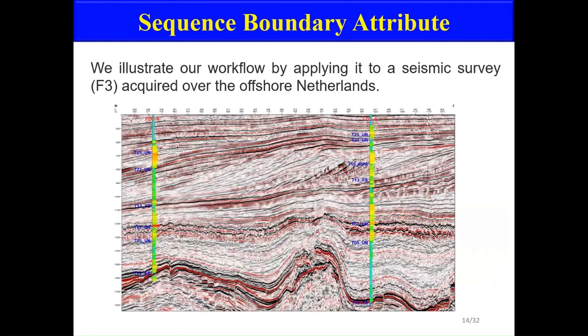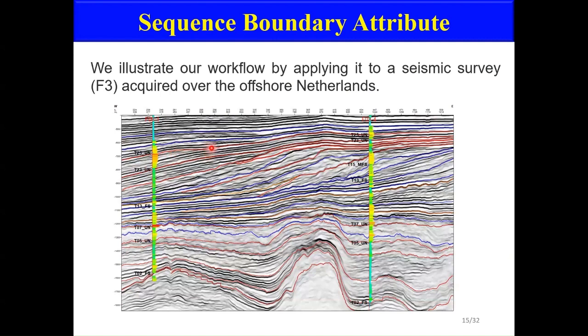So here is one example. This is an arbitrary seismic line within the F3 seismic survey. We have well 1 and well 2, and we can notice that we have a lot of systems tracts here. Based on the interpretation of the well logs, we can do some interpretation like this. And this image is the seismic sequence attributes.